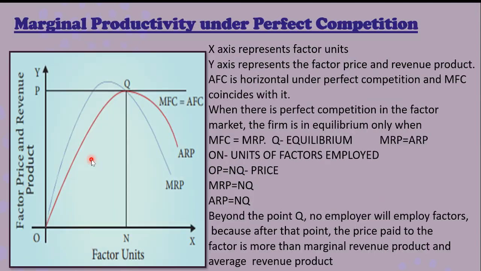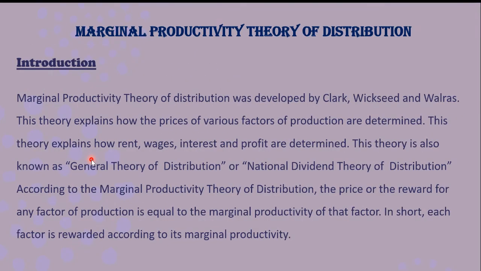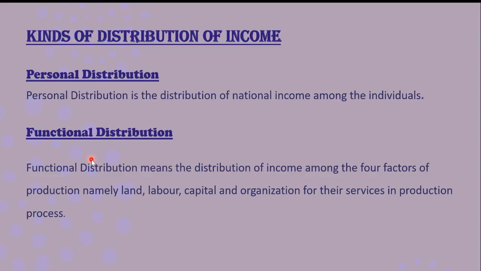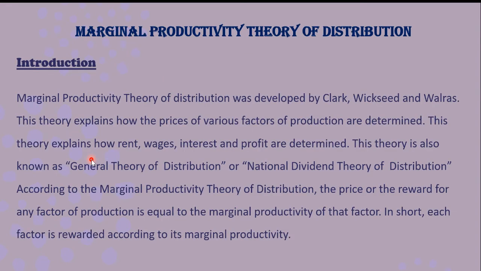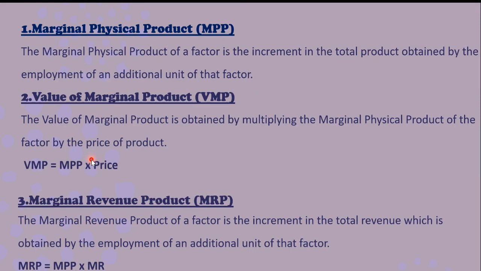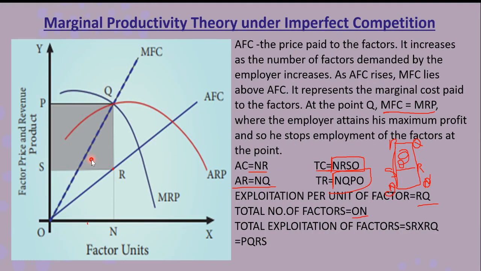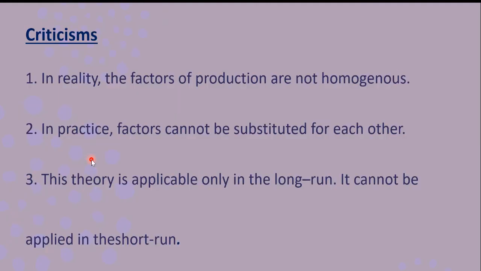Hope you understood it. So we have seen marginal productivity theory of distribution, introduction. Then we saw the kinds of distribution of income. Then we saw the marginal productivity theory of distribution. We saw the assumptions. Then I explained what is meant by MPP, VMP and MRP. Then we saw the marginal productivity under perfect competition, marginal productivity theory under imperfect competition. Lastly, let us see the criticisms for this theory.